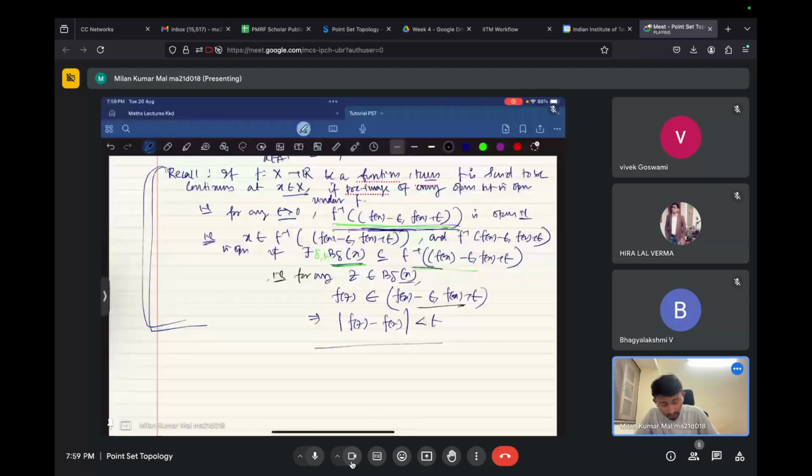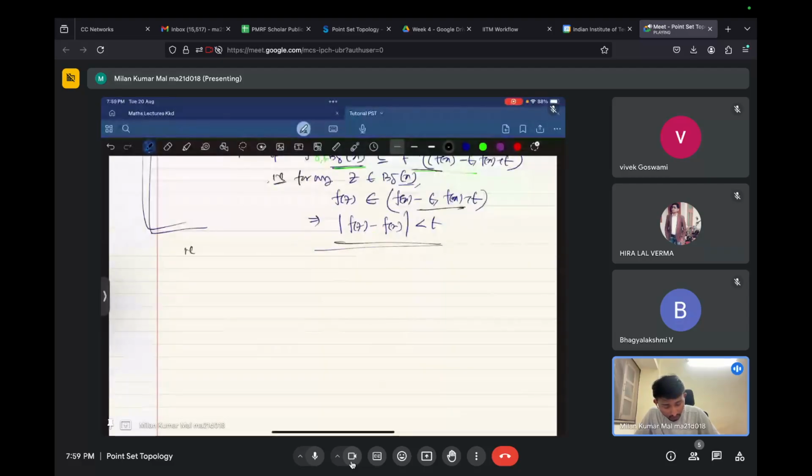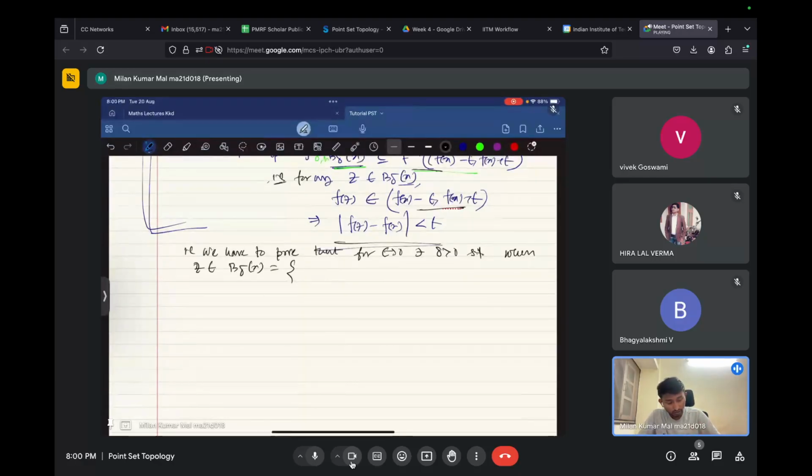That means we have to prove that for every epsilon greater than 0, there exists a delta greater than 0 such that when z is coming from this B delta of x. Let me make sure what B delta of x is. Already I have taken x, y, z, so I will take some different index: b coming from X such that d of b and x is less than delta.